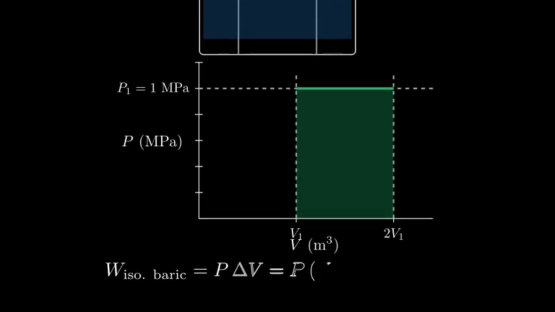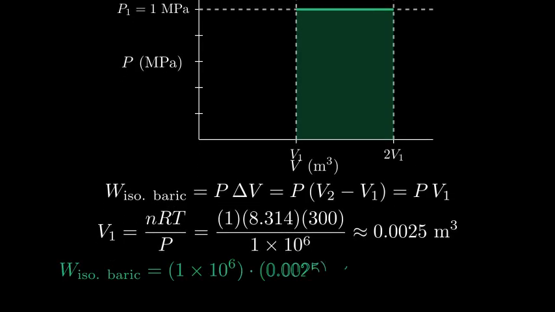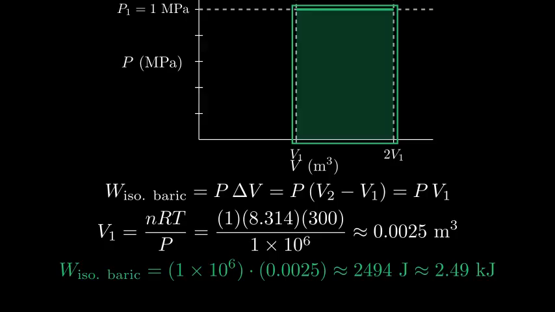Let's compute. V1 equals 1 times 8.314 times 300 divided by 1 million, which is approximately 0.0025 cubic meters. So W equals P times V1, which is about 2,494 joules, or 2.49 kilojoules.